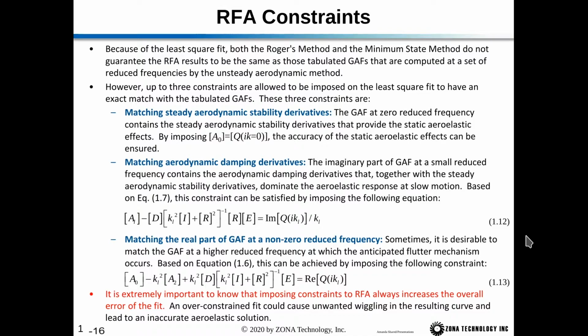And then lastly, you can match the real part of the GAFs at a non-zero reduced frequency. So sometimes it's desirable to match the GAFs at a higher reduced frequency at which the anticipated flutter mechanism occurs. Now, based on equation 1.6, this can be achieved by imposing this constraint in equation 1.13, where we match the real part of Q of ik at some given reduced frequency. Now, it's extremely important to know that imposing constraints to the RFA always increases the overall error of the fit, and an overconstrained fit could cause unwanted wiggling in the resulting curve and lead to an inaccurate aeroelastic solution.